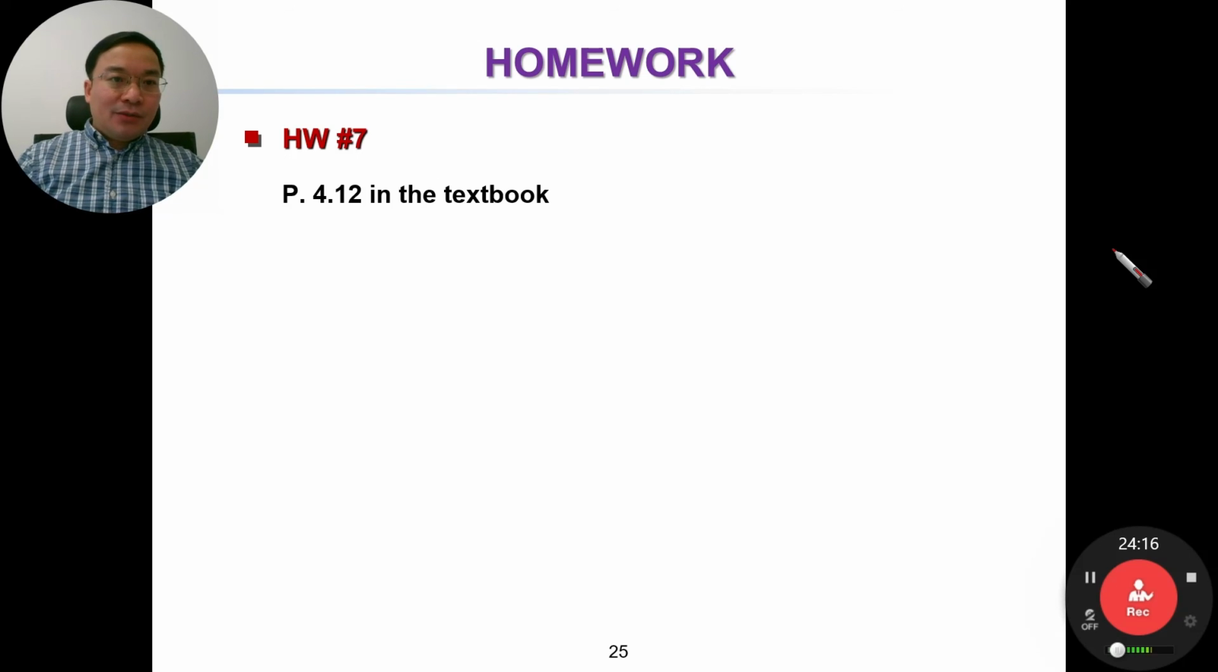I will give you only one problem. Problem 4.12 in the textbook. This is a simple homework problem on page number 220 in the textbook. It is a fixed end beam, 20 feet long, reinforced, and it's required to design a cover plate. It is a very simple problem.